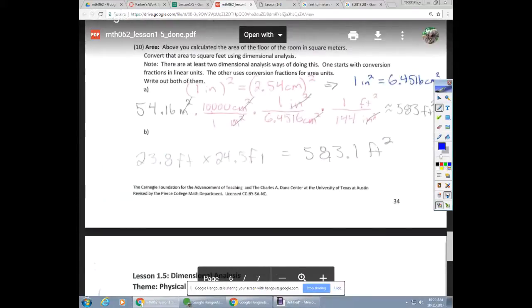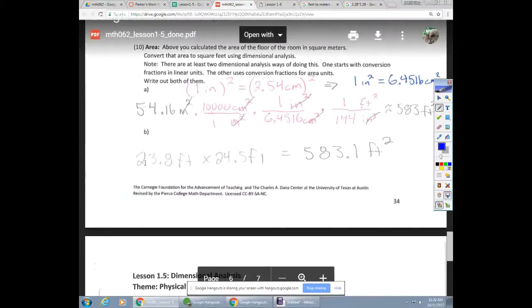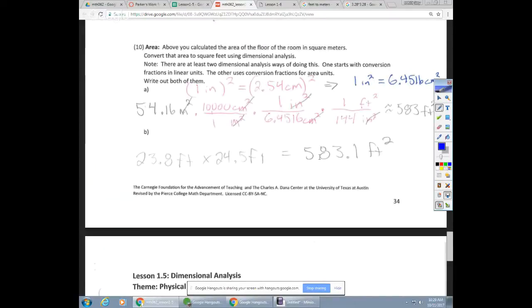I just take the feet measures and multiply them. I get almost the same number. Okay. There's going to be rounding error because I rounded at different times when I did those. So does part B look easier than part A? It is and it isn't. It was just as much work. I just did it in 3 stages.